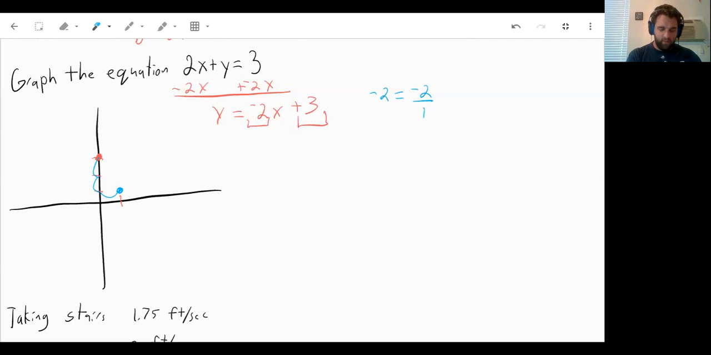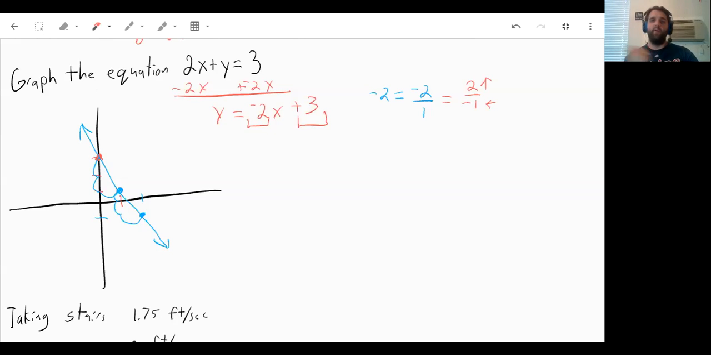So go down 2, right 1, and then you can go down 2, right 1, and you'll get another point. But really all you need is those first 2 points in order to make a line. But now you can graph your line and it'll work. The other option, if you like going to the left, is this negative 2 over 1. You could also think of that as 2 over negative 1, which would then tell you to go up 2 and left 1. But whenever possible, I will always go down and right, or up and right.